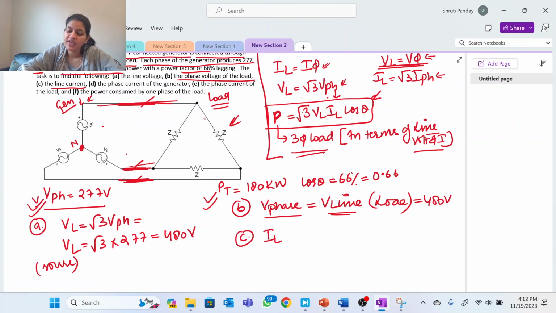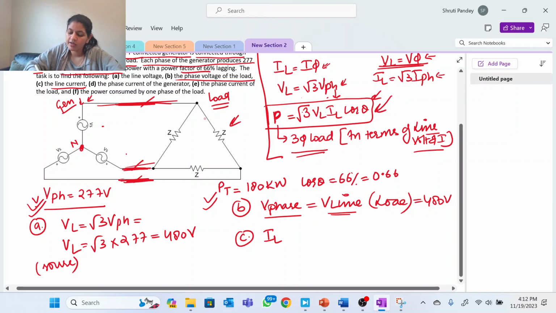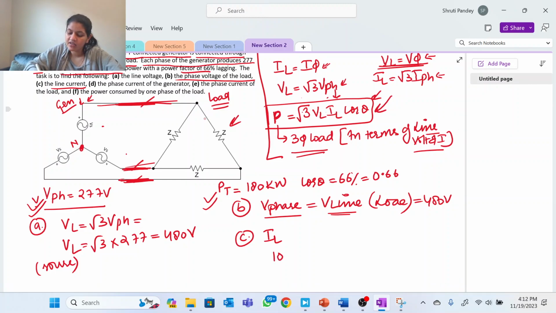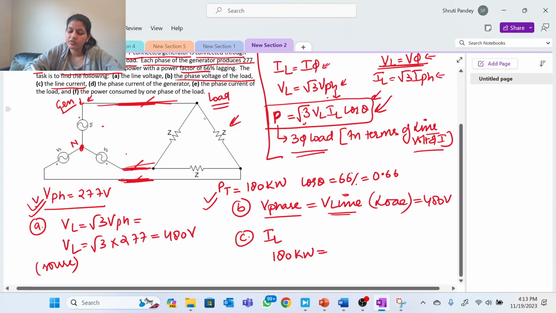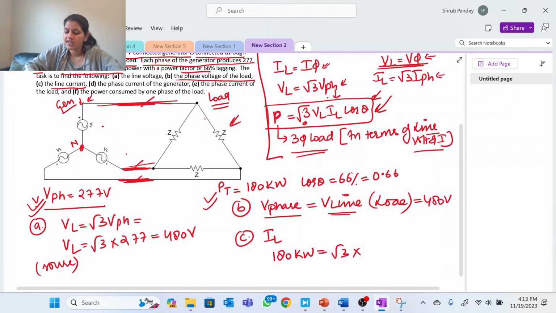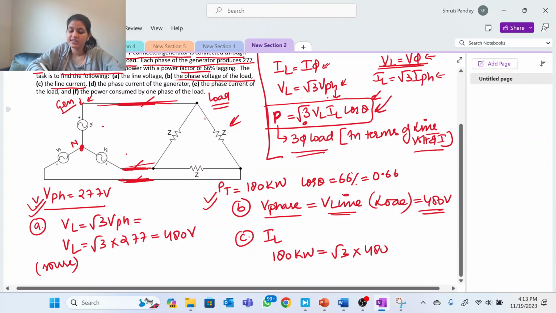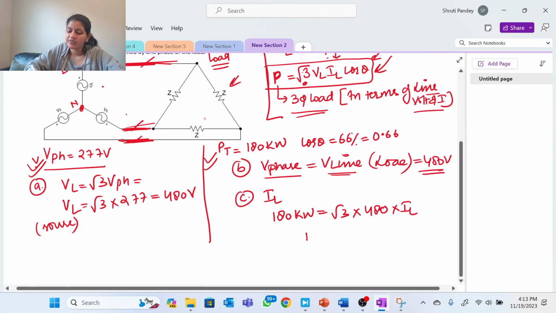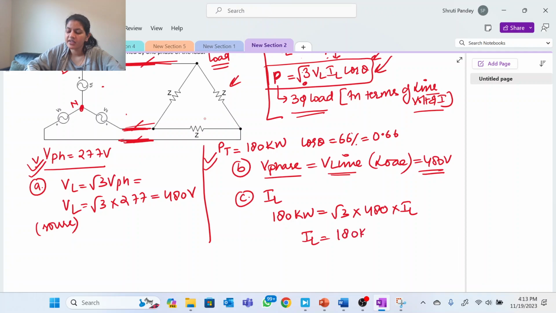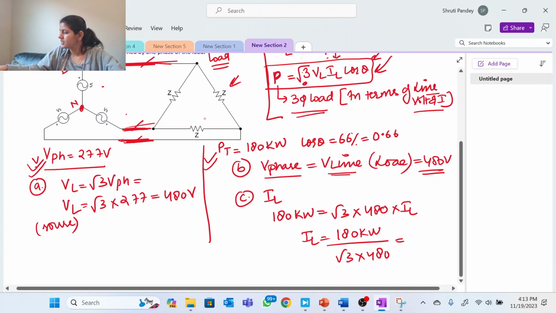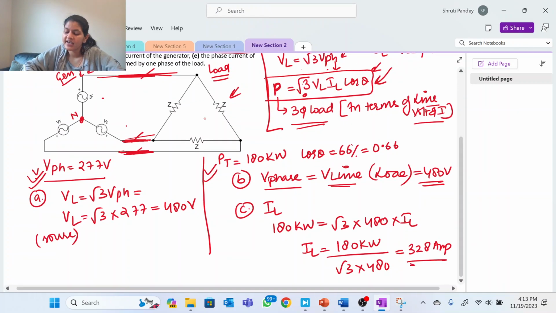Okay, so we have this power formula. Total power, which was given as 180 kilowatt, is equal to, from this formula, √3 times VL. VL value is 480 volt. This is the load side, right? So we'll take everything from the load side, into IL. So IL will be equal to 180 kilowatt divided by √3 times 480, and I think I have calculated this value. Yeah, so this value is 328 ampere, right? So 328 ampere is the line current.